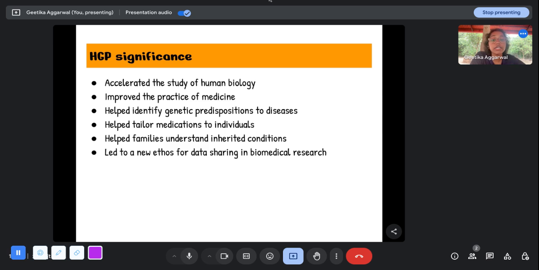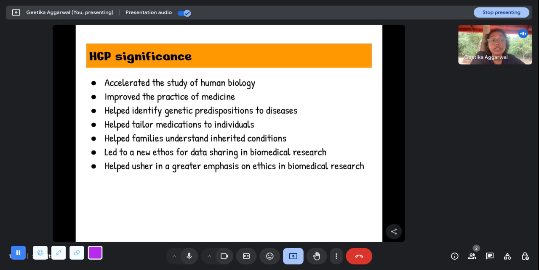It led to this new ethos of data sharing in biomedical research, and it helped usher in a great emphasis on ethics in biomedical research. So it is very important when you're talking about genes and genetics to keep the ethics in mind as well, because in this day and age, technology has progressed so much that you can actually come up with zygotes within a petri dish. You don't really need things to happen physically. You can come up with zygotes, you can come up with babies, everything in a petri dish itself.